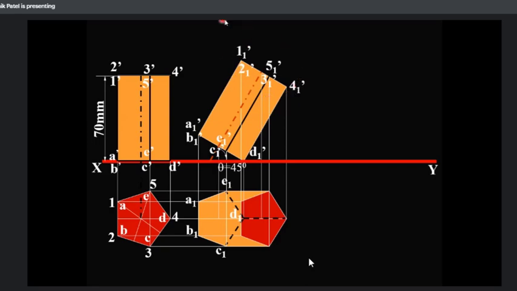If I see this object from the top, it is fully visible, so this is represented as solid lines. You can check here 1, 2, 3, 4, and 5. So it is represented as a solid line.